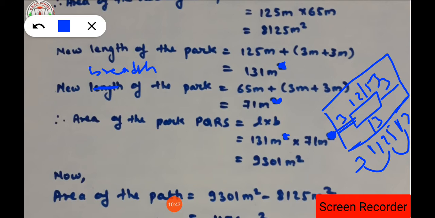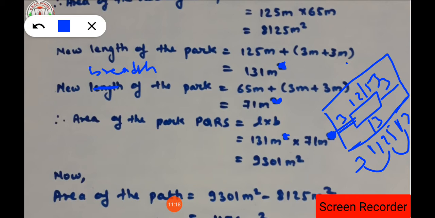So 125 meter plus 3 plus 3, 3 plus 3 is 6, so 6 plus 125 will be 131 meter. Okay, in the same way, the new breadth of the park: 65 is the breadth, but when the road is drawn outside the park, the 3 meter and 3 meter will be added. So 65 meter plus 3 meter will be how much? It will be 71 meter.